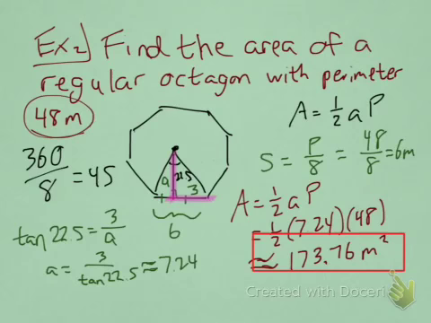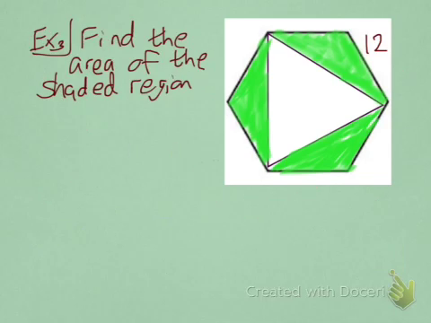They can ask you where they give you the perimeter, and you have to kind of work backwards in some parts. All right, last one. This one's a fun one. Find the area of the shaded region.